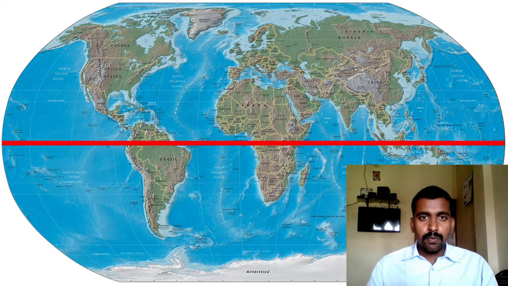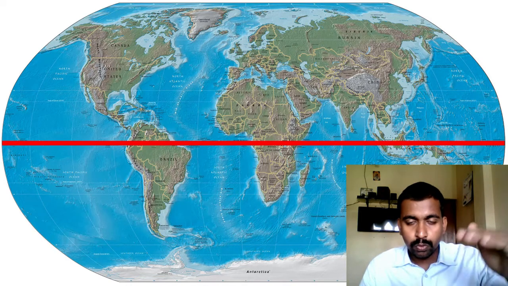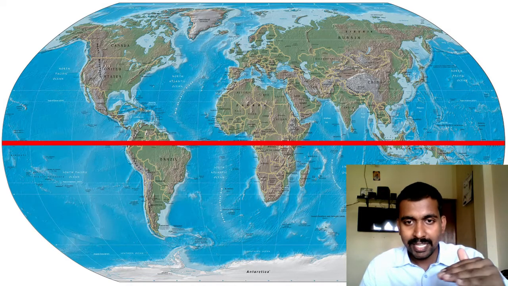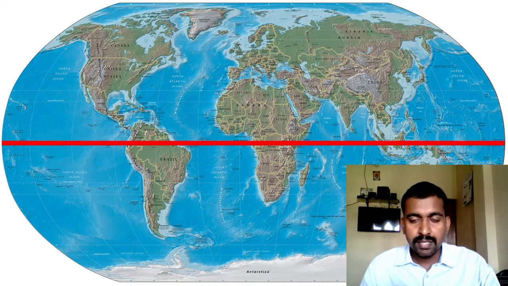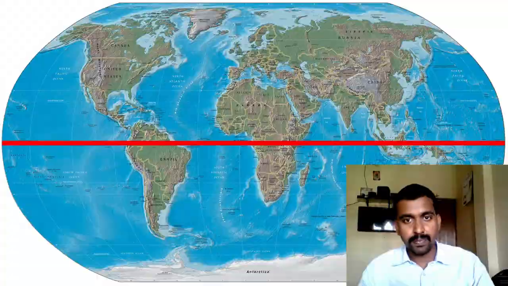So now we are going to divide the globe or the graph of the world into two parts with a line. In this picture, you can see a red line which goes through the middle of the earth. It exactly separates the North Pole and the South Pole with equal distance. So this red line is known as equator.